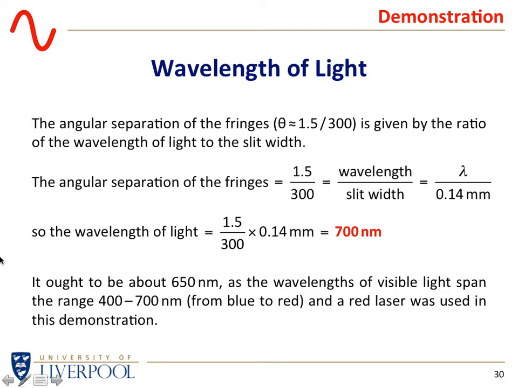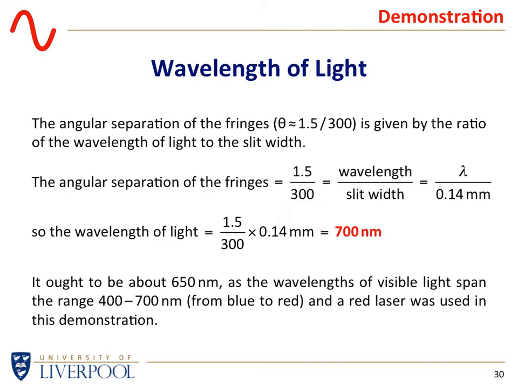So we're expecting the result to be about 650 nanometers because the visible light span goes from 400 nanometers to 700 nanometers, and these red lasers that you typically get will be a little bit in from the end of the spectrum. So we've overestimated the wavelength of light, again by about 10%, a similar sort of error to our measurement of the speed of light. But that's, again, not too bad.